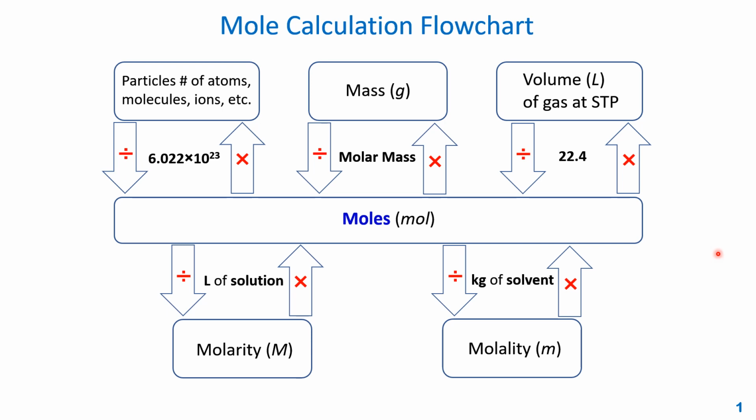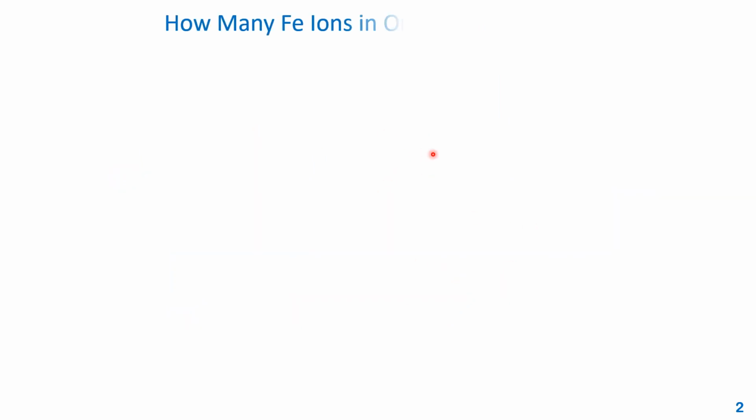Okay, I'll give you some examples to utilize those. Remember, the most common calculation actually is between mass and the mole. Now this is one question: how many ions in one drop of blood?